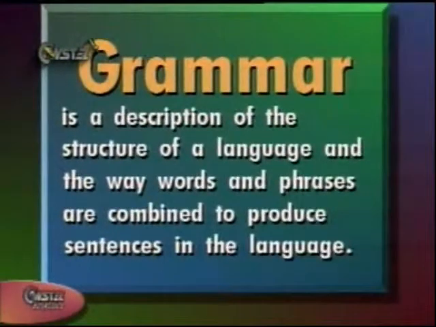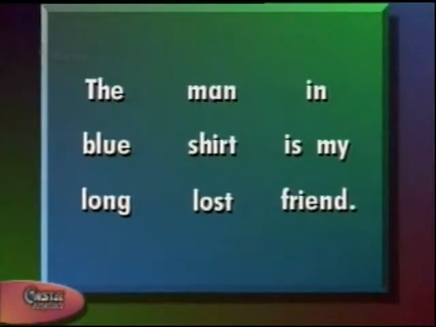But what is grammar? Grammar is a description of the structure of a language and the way words and phrases are combined to produce sentences in the language. Here is an example of a grammatical statement. Notice how words are put together to form or communicate a message. The man in blue shirt is my long-lost friend. Grammar usually takes into account the meanings and functions of words in sentences in the context of the overall system of the language. Notice that the words are put together to form a meaningful sentence or to convey a message.